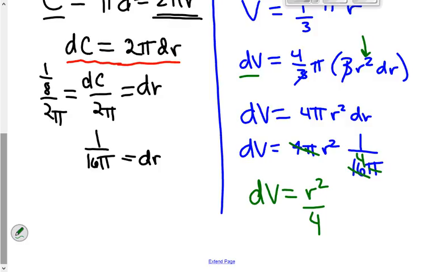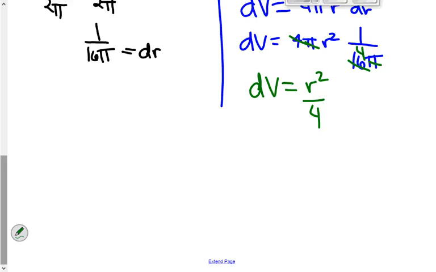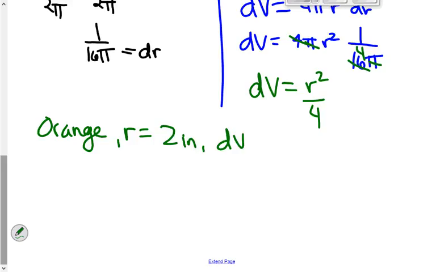So now I want to figure this out for each of my objects. So the orange, oh, I can't get to funky colors from here. My orange shall just have to be green. Okay? So my orange has a radius of what? 2 inches. So my dV is going to be 2 squared over 4, or 1 inch cubed. Thank you for the units there, even though they were kind of hard to follow. Okay.